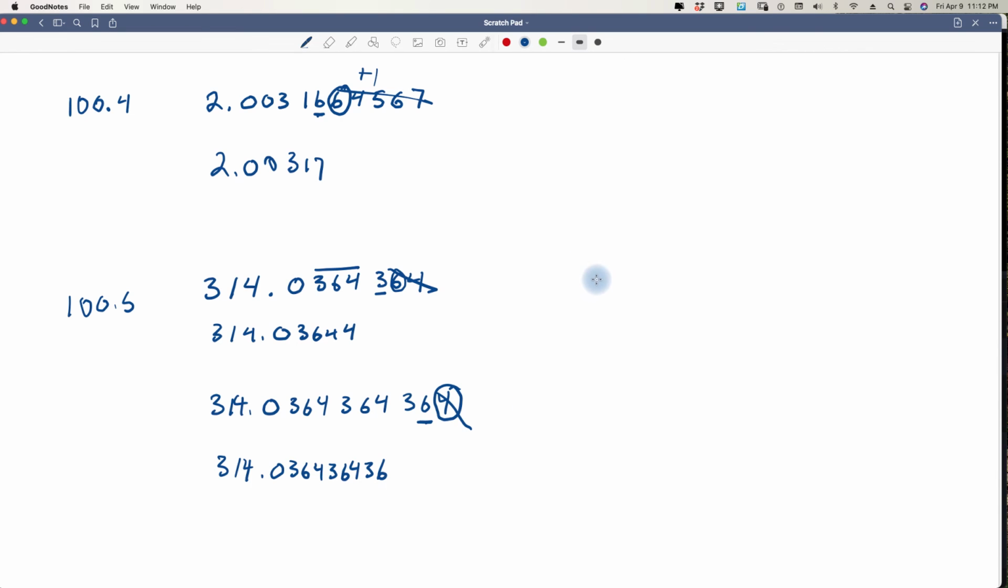It asks us to do it again. This time it says to the nearest hundredth. So 314.0364. We know those repeat. The 100th place is here. Is this greater than or equal to 5? Yes. So we can write that as 314.04 because we cancel that, add 1.